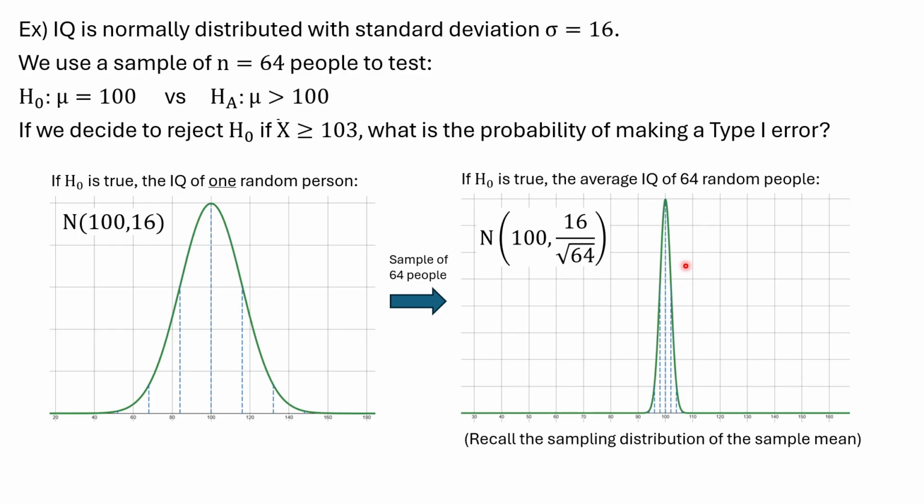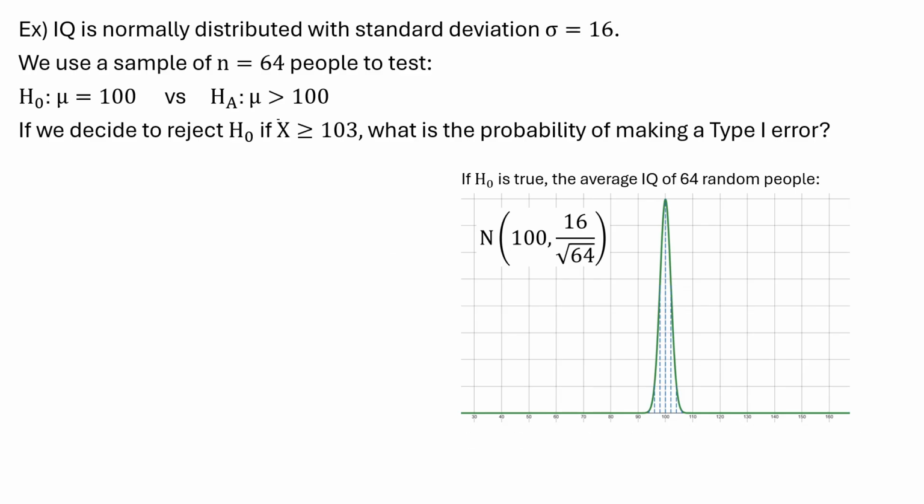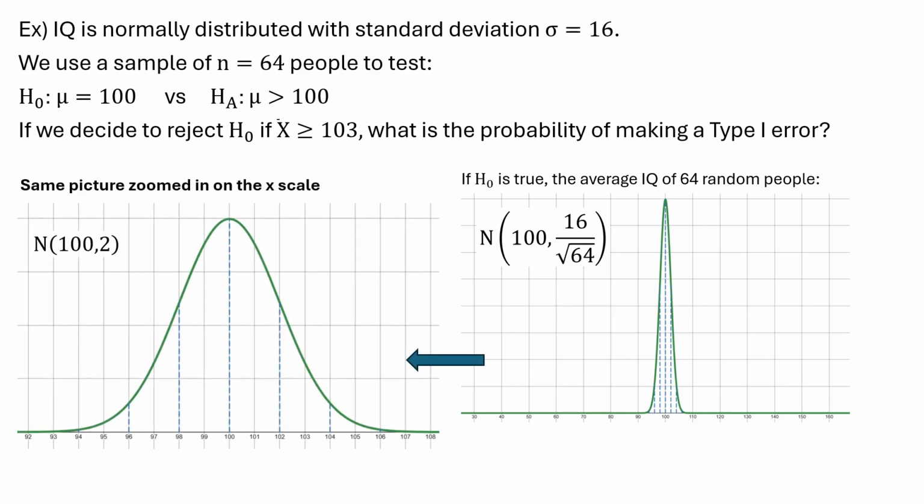And so the sample means have this sampling distribution, where the mean is still 100 under the null hypothesis, but the standard deviation of the sample means themselves is much smaller. Now, taking the same picture and zooming in on the x-axis so we can see a little bit better.